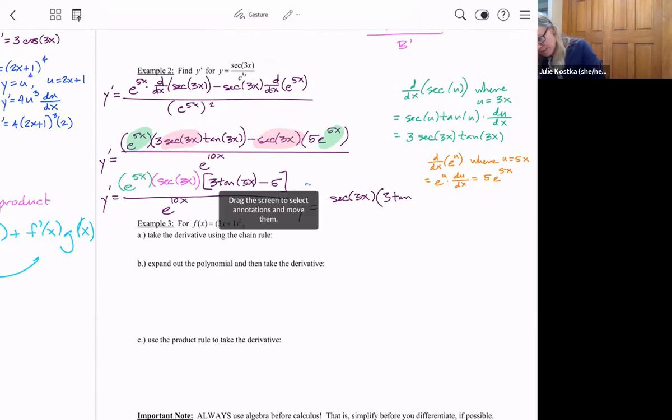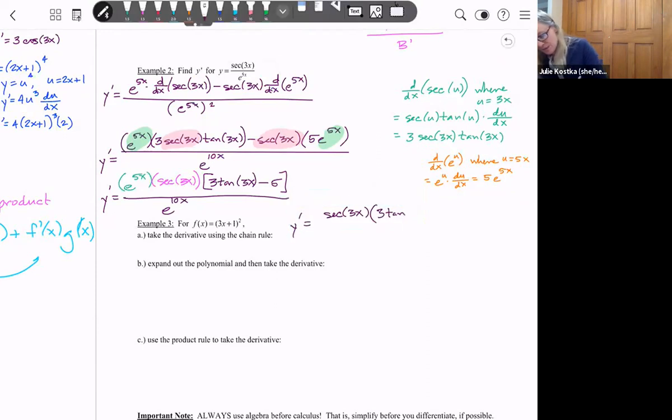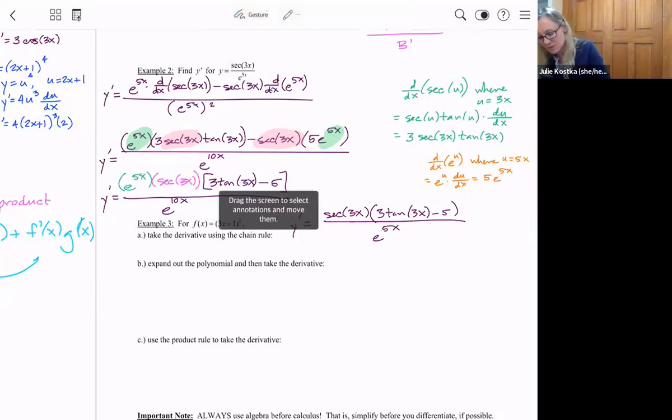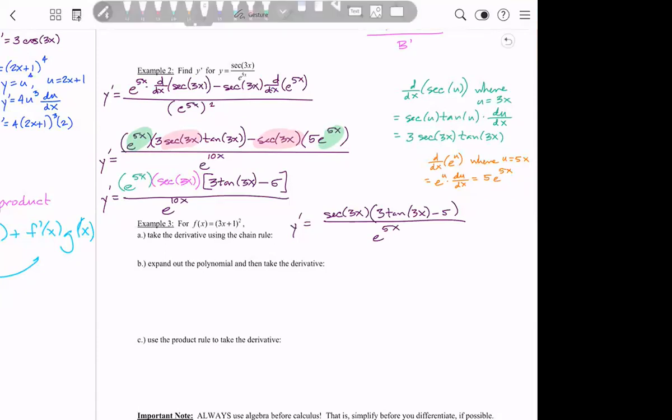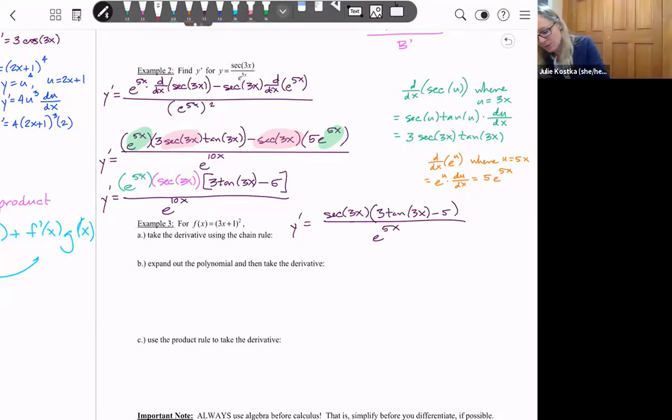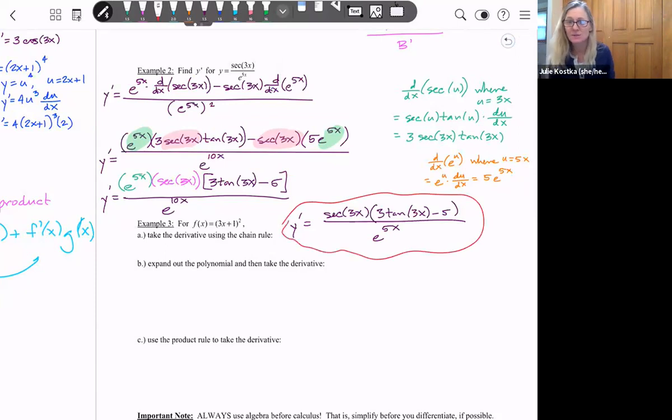Hold on just a minute, I've got to get some more room. 3 tangent of 3x minus 5, and all of that is over e to the 5x. I can see that that does clean up. I can see that there's a benefit to doing that, but I'm not going to require it. I will be perfectly happy with this answer right here. But of course, if you need to check your answer in the back or from my lab math, it's going to go to that.